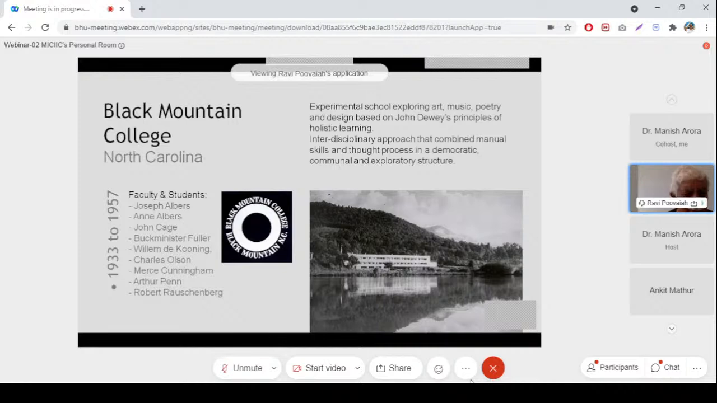If you Google them, you'll find that each one has contributed so much to their own fields. John Cage, for example, for music, Buckminster Fuller, he tried his first dome in this particular school. Experimental architect. Okay, there are writers out there. There are filmmakers. Okay, there are painters. So it was a very experimental school which did this.